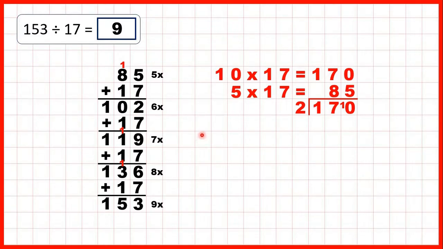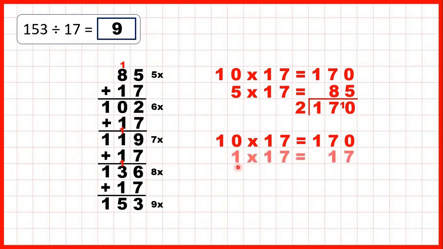But there was an even quicker method than this. If we know that 10 times 17 is 170, we can see that the number we're dividing is close to 170. Now 1 times 17 is of course 17, but if we subtract 17 from 170, that will give us the answer to 9 times 17, because if we subtract one lot of 17 from 10 17s, we get 9 17s.